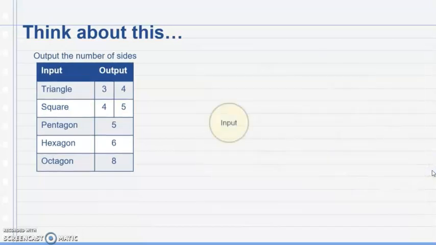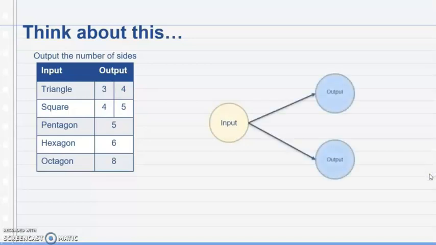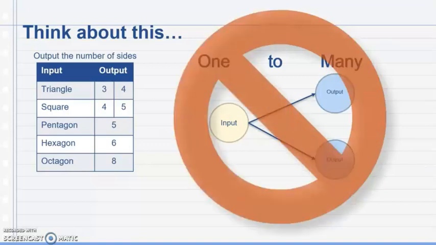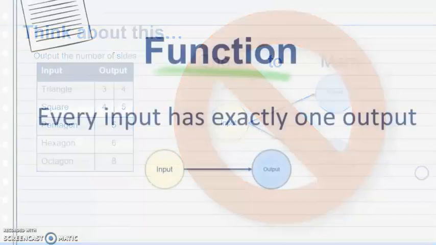What's happening is we have inputs in this example that are going to multiple different outputs. This does not work in functions. This is not a function. This is an example of one input to many outputs, which is not the definition of a function. And a lot of times they will seem weird in the scenarios.